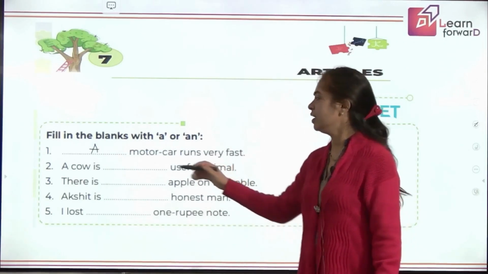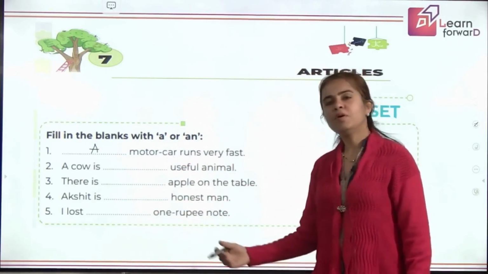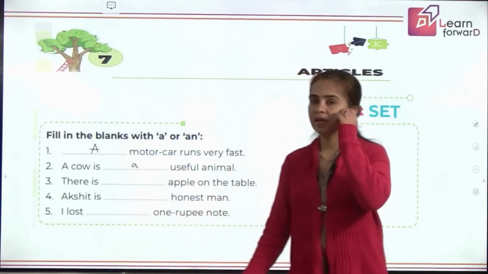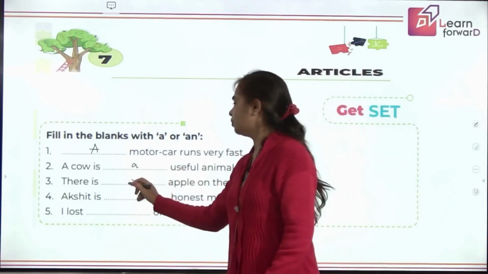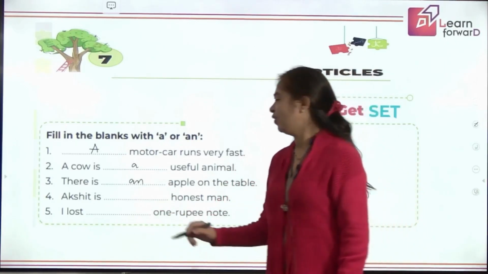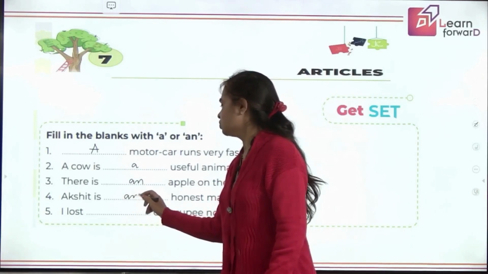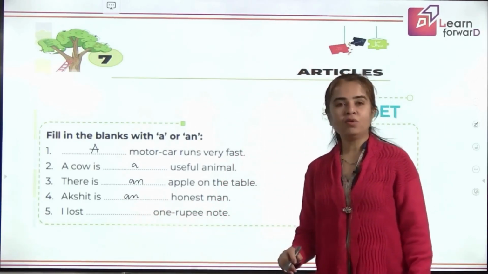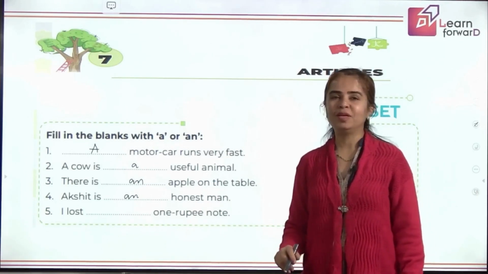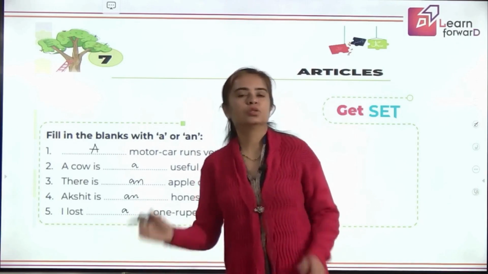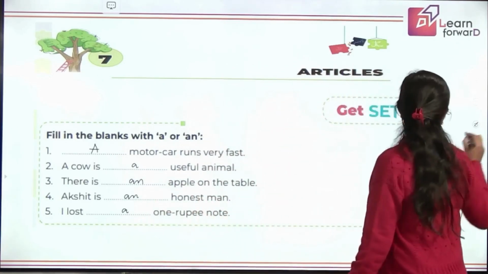Let's do the next. A cow is perfect. A useful animal. Next, there is an apple. Perfect answer. Akshit is an honest man. Oh, wow. So you know the use. I lost an 1 rupee or a 1 rupee. It's a 1 rupee note, right? So it's good. Well done from your past learning.